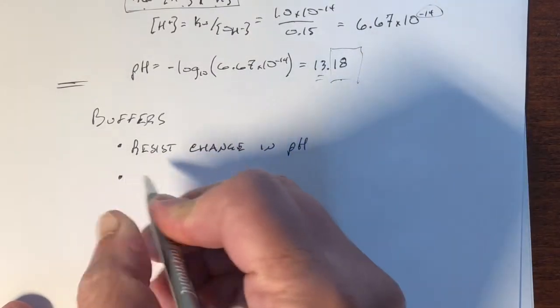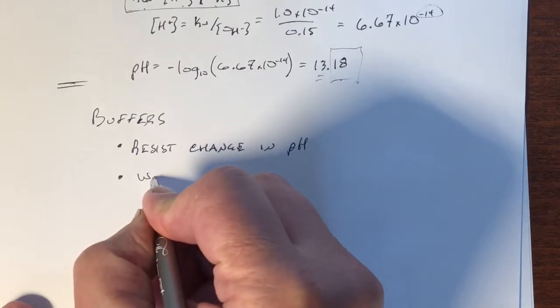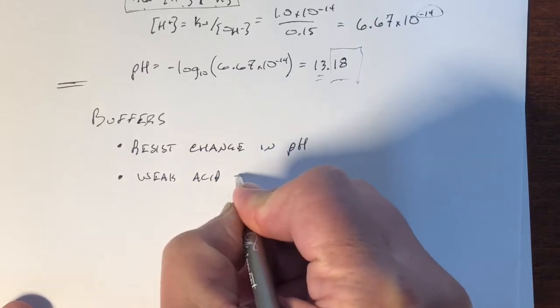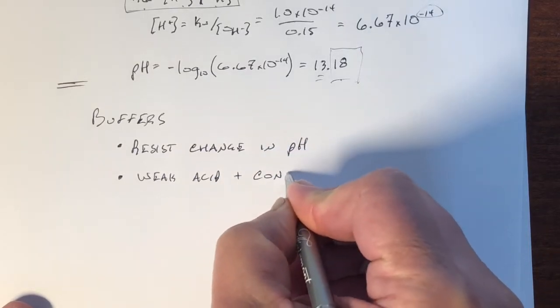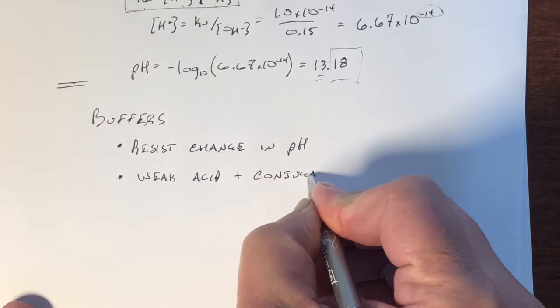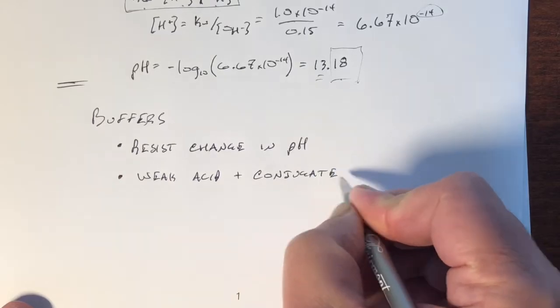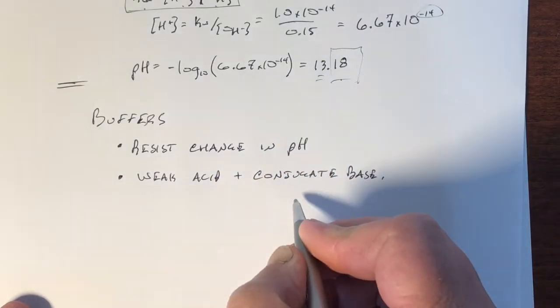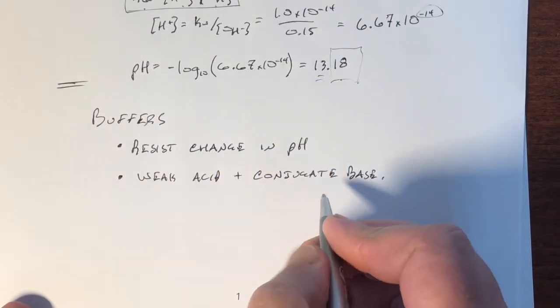A buffer is made by combining a weak acid plus the conjugate base of that acid. That's described in the textbook, but sometimes it's a little confusing about how we see that it's a base.